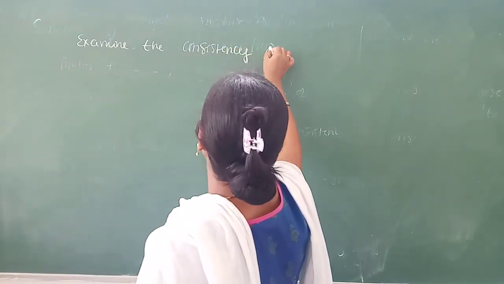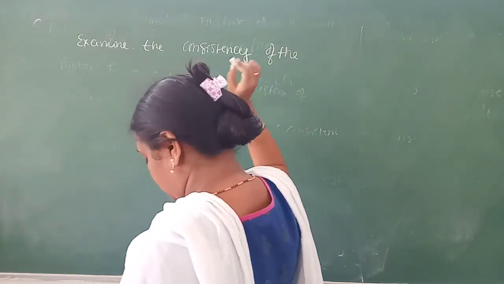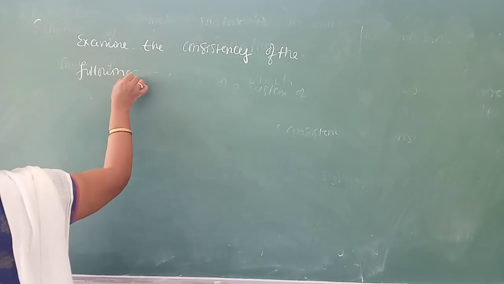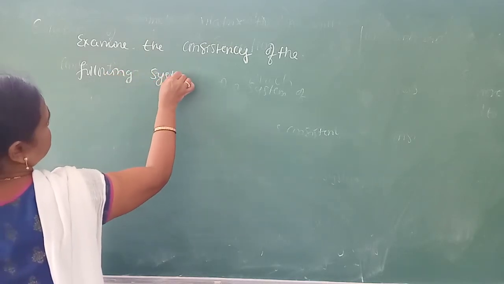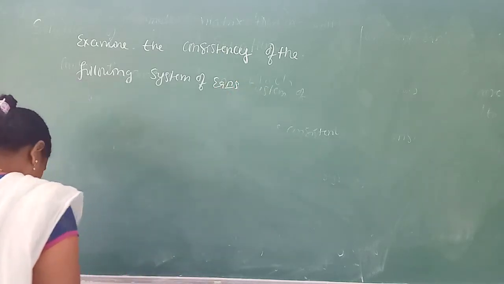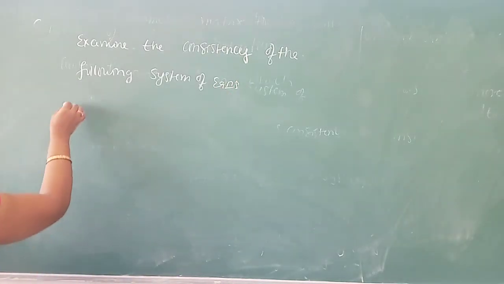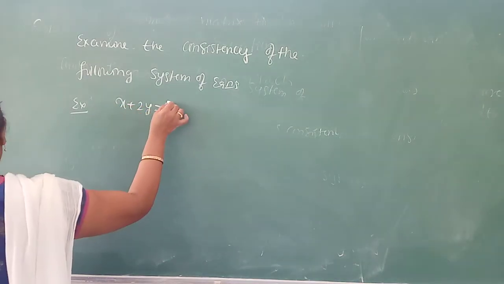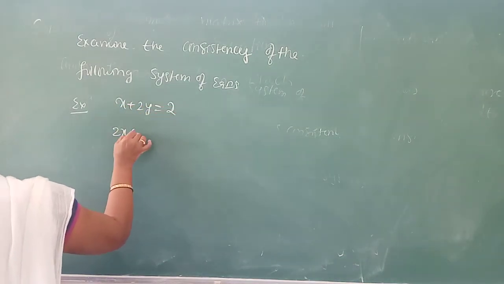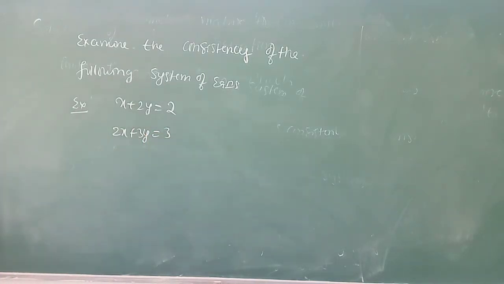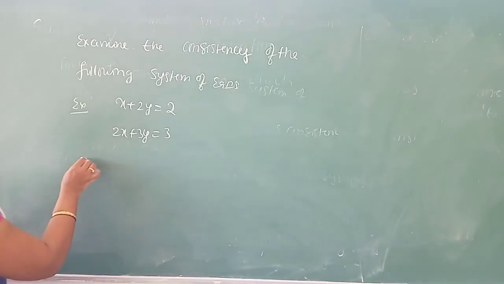Examine the consistency of the following system of equations. Example: x plus 2y equal to 2, 2x plus 3y equal to 3. This is the example. Okay, solution.